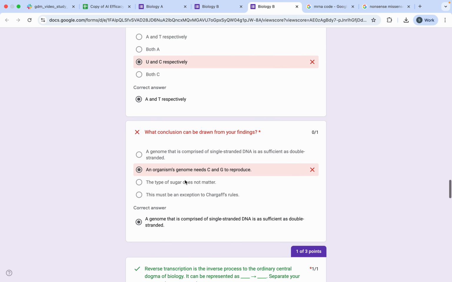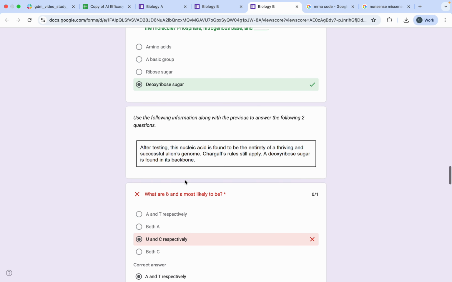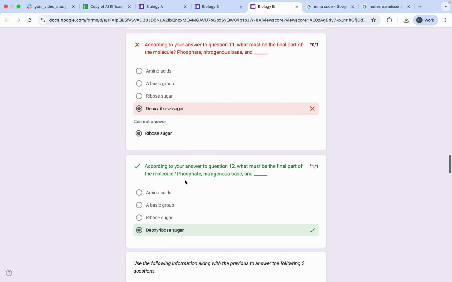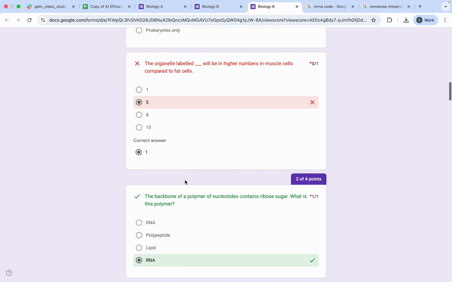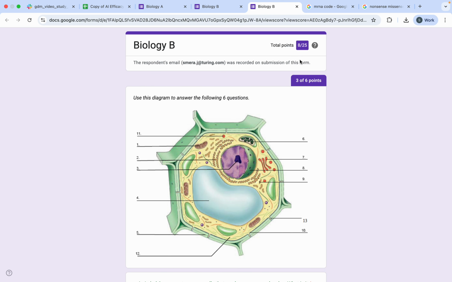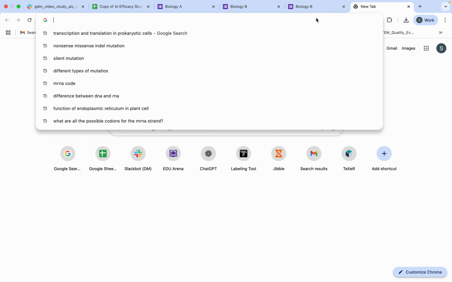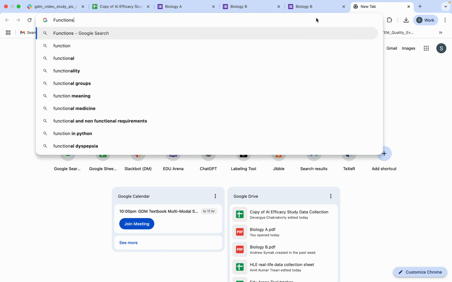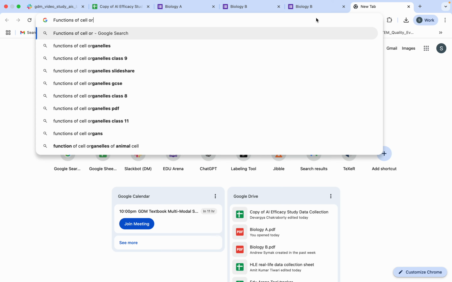so we have corrected 8 tasks here. Okay, so 8 tasks out of 25. Okay, so now we can check for the functions of cell organelles.